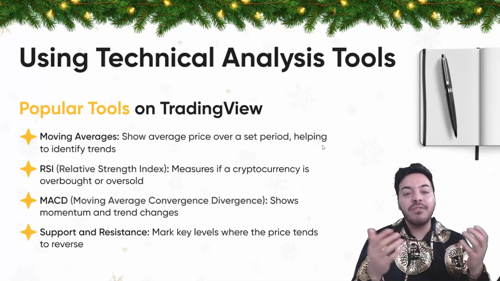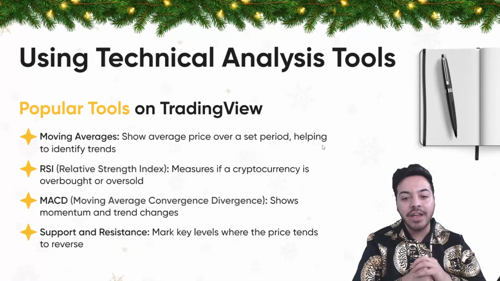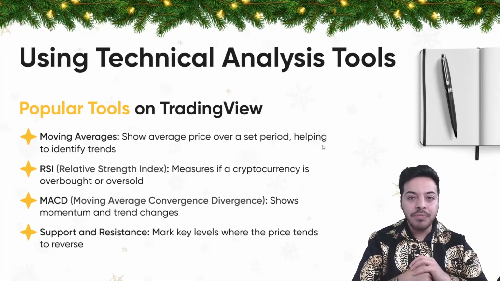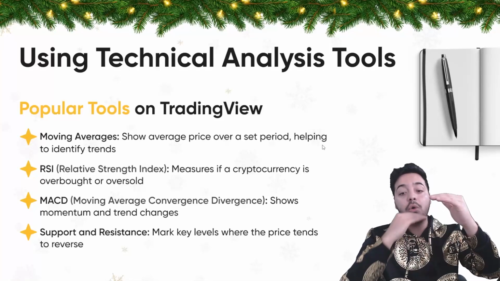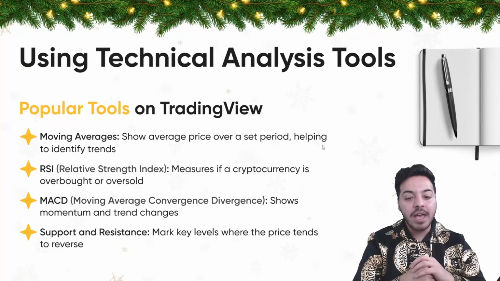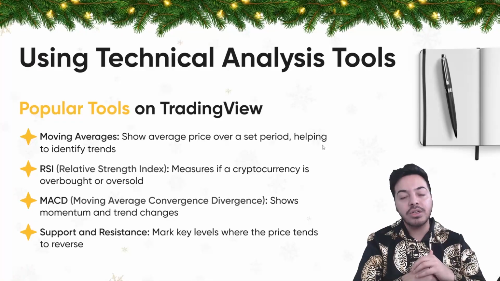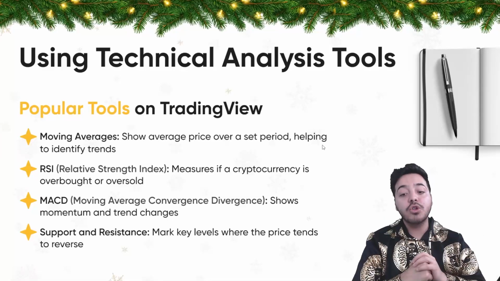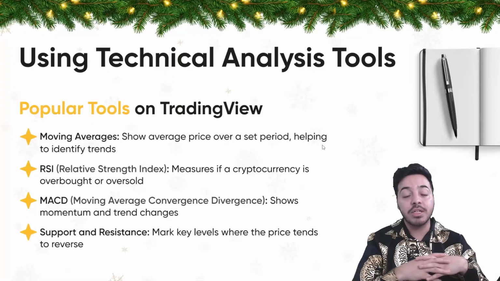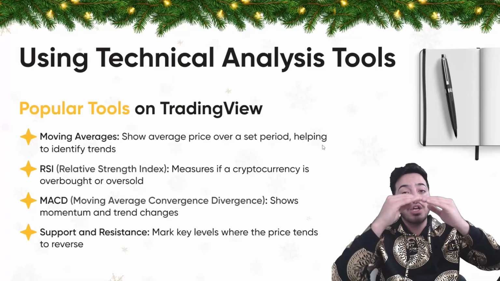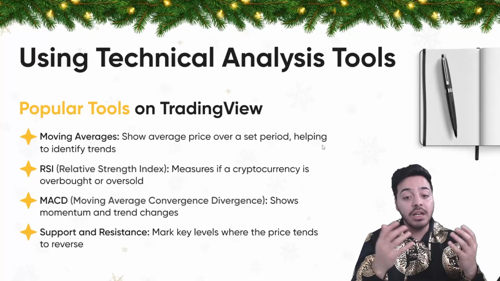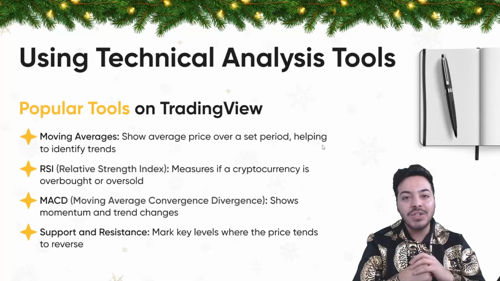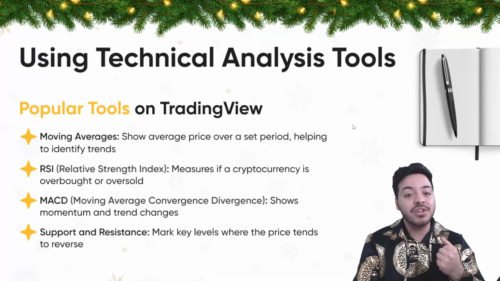The second one, which is my favorite indicator, is RSI, or Relative Strength Index, because it measures if a cryptocurrency is oversold or overbought or in the middle. Next up, we have MACD, or Moving Average Convergence Divergence. It basically shows the momentum and the trend changes. And lastly, we have support and resistance, because it marks the levels where the price tends to reverse. We have the resistance level here and we have the support level here. So it basically helps you with the analysis of the chart, and you can finally make a good decision there.